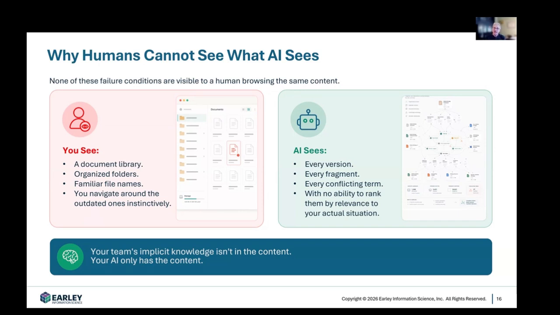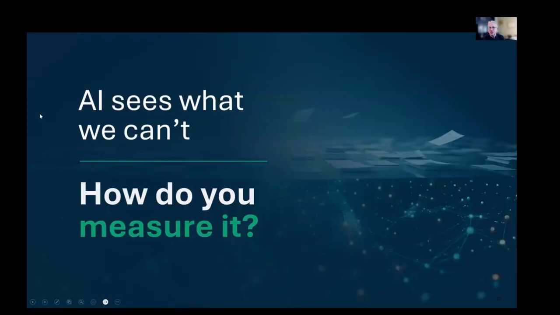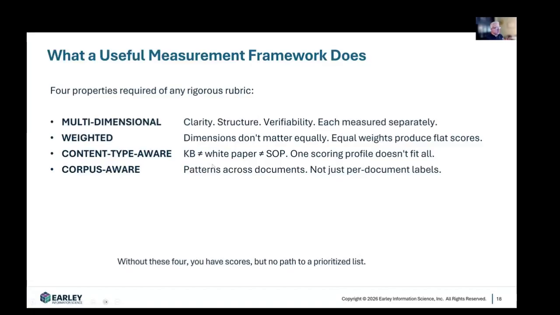So that's where we have a difference in terms of how humans might judge something and how machines might judge something. And so when AI sees things we can't see or we don't observe, we don't understand, how do we actually measure that? And this is where we have a framework. And Heather, talk a little bit about the framework.